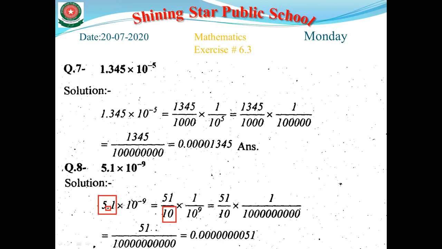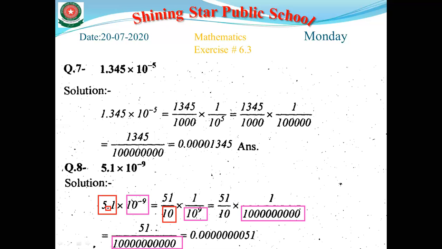Now here we have 10 power minus 9. So 10 power minus 9, we change into 10 power plus 9, because when we write any number or any variable from numerator to denominator, its power sign will be changed. So the minus sign changes into plus 9. Now 10 power 9 becomes 1 and 9 zeros. Now when we multiply with 10, it becomes 1 and 10 zeros.